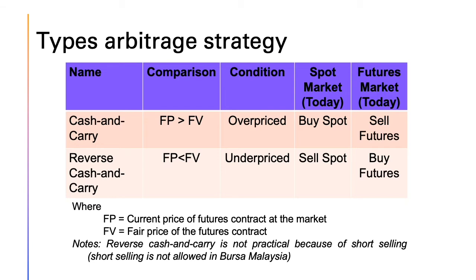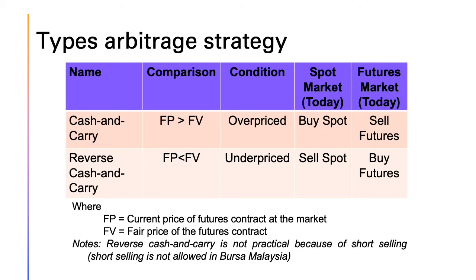Now we look at the types of arbitrage strategy. For Fkli, we have two types of arbitrage strategy. The first one is the cash and carry strategy. Another one is the reverse cash and carry strategy. How to choose your arbitrage strategy is based on the condition of the market, whether the market is overpriced or underpriced. An overpriced market is where the futures price is higher than the fair value. So if you get an overpriced condition, you must use the cash and carry strategy.